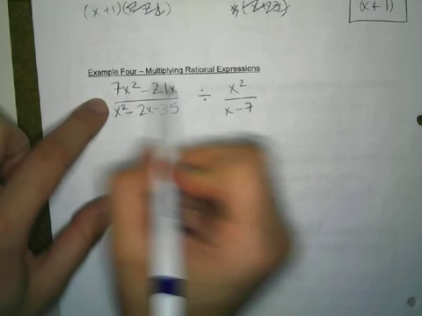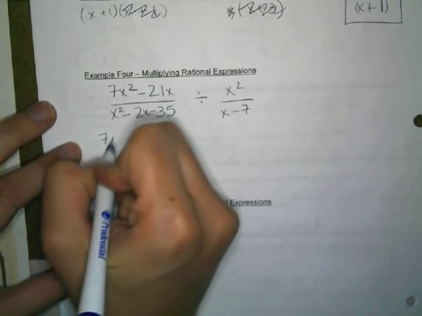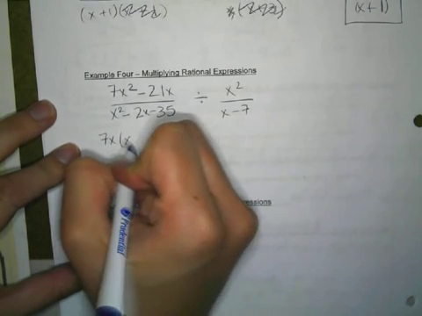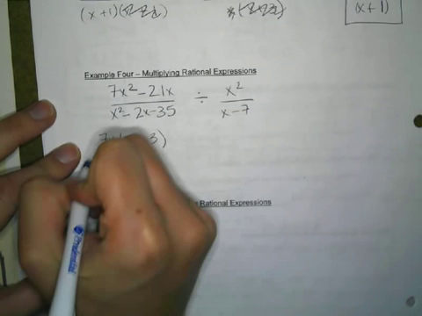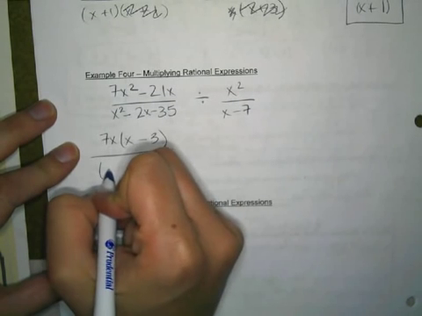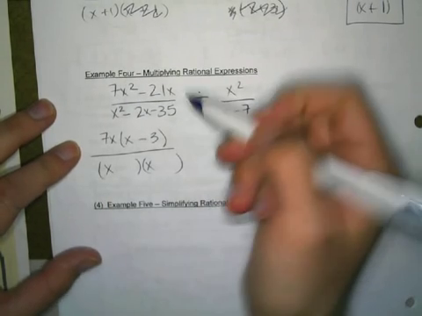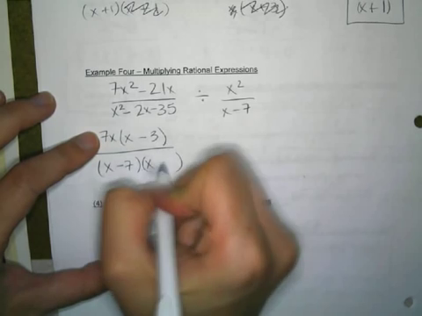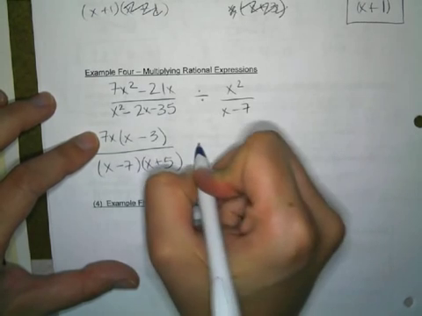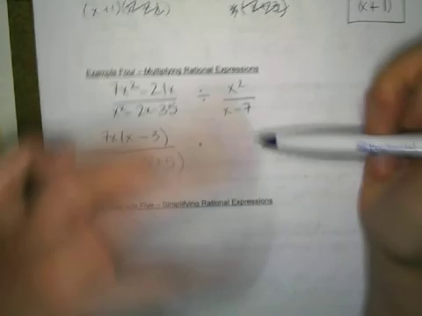So let's factor this first. I can pull out a 7x. On the bottom here, the two numbers that multiply to get negative 35 and add to get negative 2 are negative 7 and positive 5. Okay, and then I'm going to take this, flip it and multiply and factor at the same time.